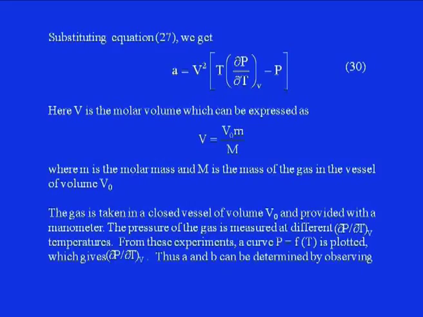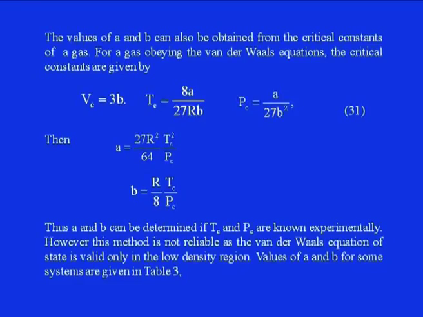From this you can obtain a and b in terms of Tc and Pc. a is nothing but 27 R squared Tc squared by 64 Pc. Similarly, b is R Tc by 8 Pc. So finally, a and b could also be determined in terms of Tc and Pc, because R is a constant and we know its value. If you know the experimental values of Pc and Tc, then plug them into the expressions and we can find a and b. Thus, to conclude, a and b can be determined if Tc and Pc are known experimentally. However, this method is not reliable, as the van der Waals equation of state is valid only in the low density region.